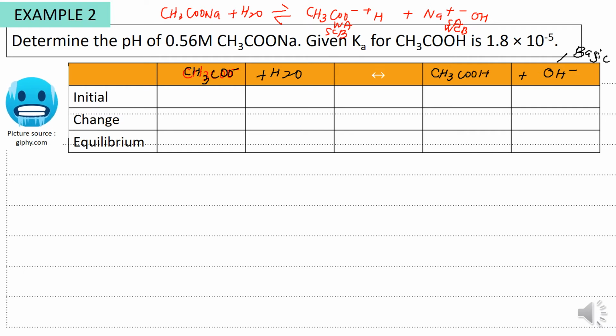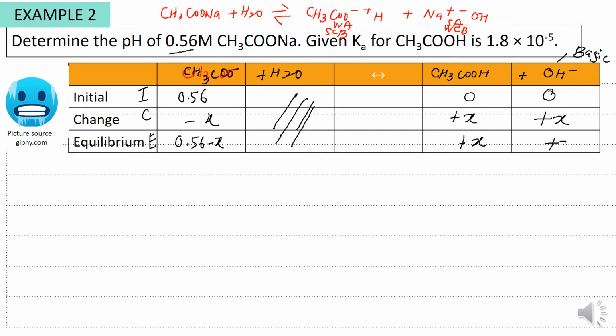Alright, similar to the previous one also, the table is I, C, and E. At initial, the molarity is 0.56. Nothing for the water, so I just cancel it. CH3COOH is 0, and hydroxide 0 at initial. This one is minus X, this one is plus X, this one is plus X. At equilibrium, 0.56 minus X, and CH3COOH is plus X and plus X.